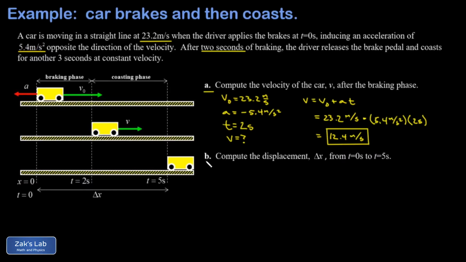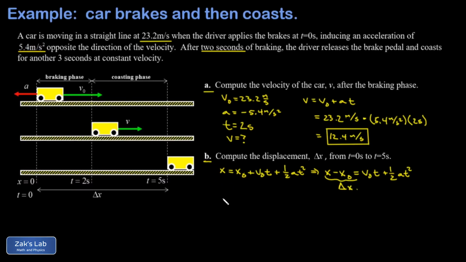In part B, I'm asked for the total displacement from t equals 0 to t equals 5. In other words, for the entire thing put together, 2 seconds of braking, 3 seconds of coasting. So if I start by writing down the position as a function of time for constant acceleration kinematics, just a quick technical point here. I can subtract x naught from both sides.